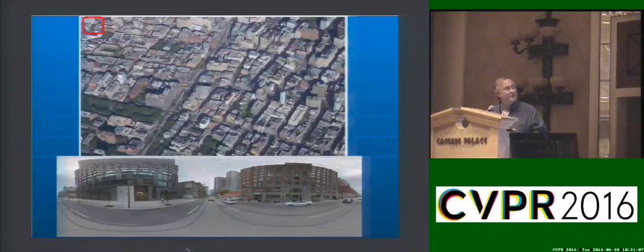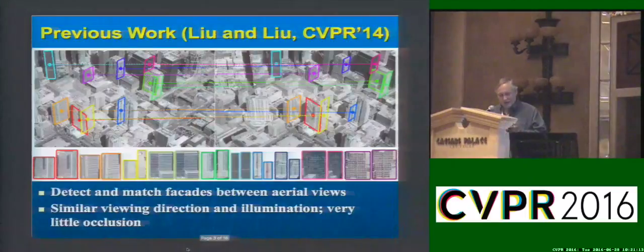Our goal is to match building facades from aerial views to ground-level street views. We build on previous work in our lab for detecting and matching facades across two aerial views. That's an easier matching problem because the viewing directions and lighting conditions were similar.